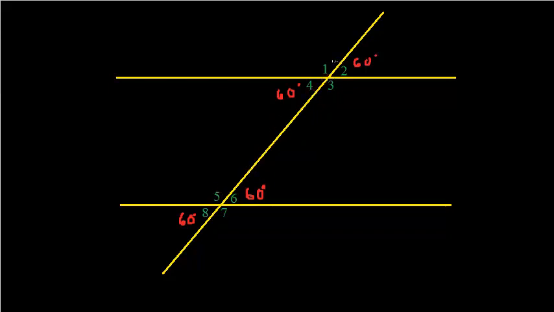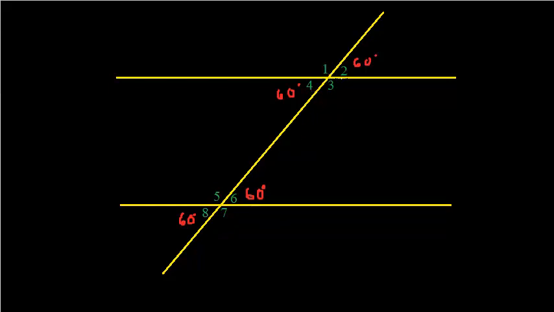For angles 1 and 7, they're called alternate exterior angles since they are on the outside of the parallel lines and on opposite sides of the transverse. And they also have the same measurement. Now to find 1, 3, 5, and 7, we need to use what we know about supplementary angles.